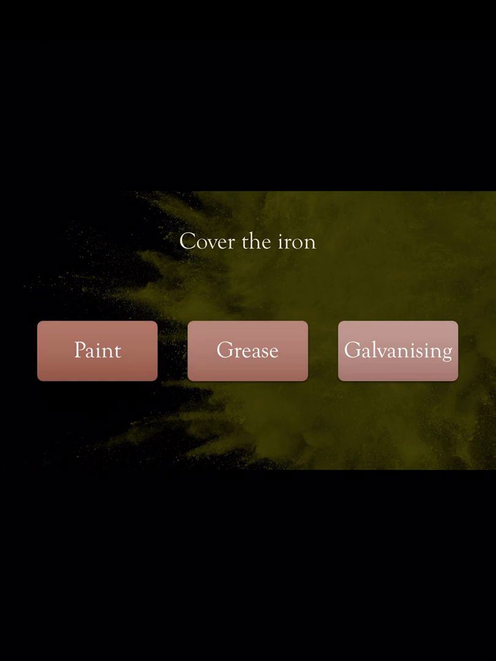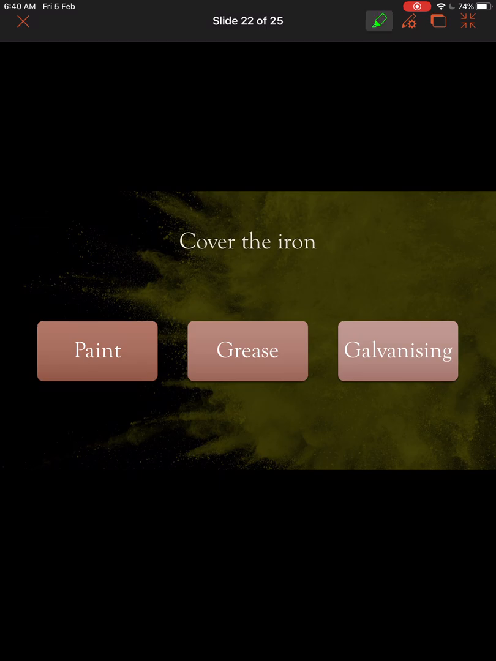So, cover the iron. The aim is to keep out oxygen and water, and we can do this in a few ways. The first one is paint, which is very common. Grease. We coat it with paint, we coat it with grease, so oxygen and water cannot penetrate in. And the other one is galvanizing.